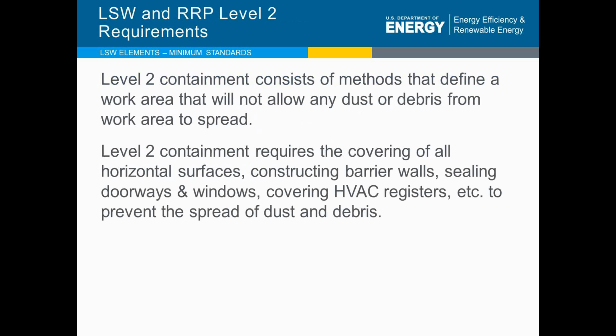All right, and we're looking at a variety of different methods as well. More aggressive than certainly level 1. It requires covering of all horizontal surfaces, constructing perhaps barrier walls, what we call poly walls, sealing doorways and windows, closing them and sealing them off, covering HVAC registers, a variety of things that are a lot more aggressive than level 1 because these are larger jobs.